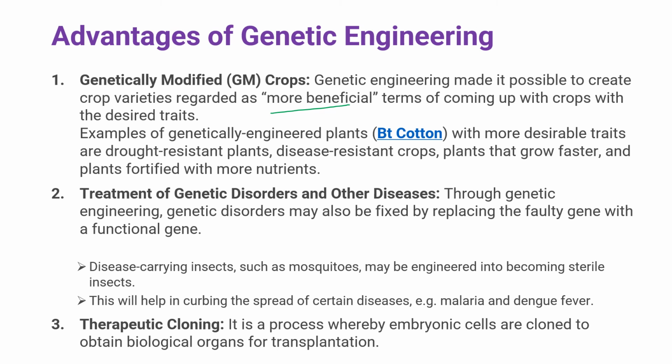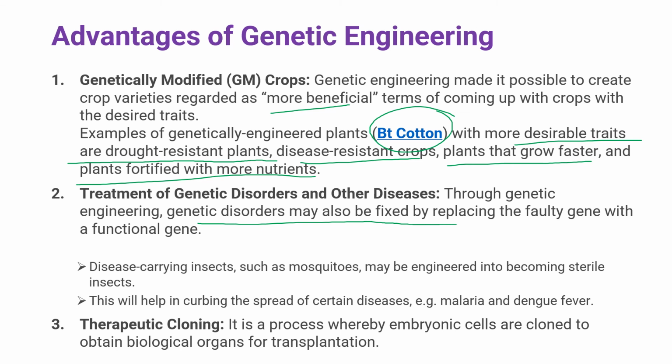For example, genetically engineered plants like BT cotton with more desirable traits, and there are drought resistant plants, disease resistant crops, plants that grow faster, and plants fortified with more nutrients, biofortified plants. We are able to grow these kinds of plants with the help of genetic engineering technology. Through genetic engineering, genetic disorders can also be fixed by replacing the faulty gene with the functional gene.